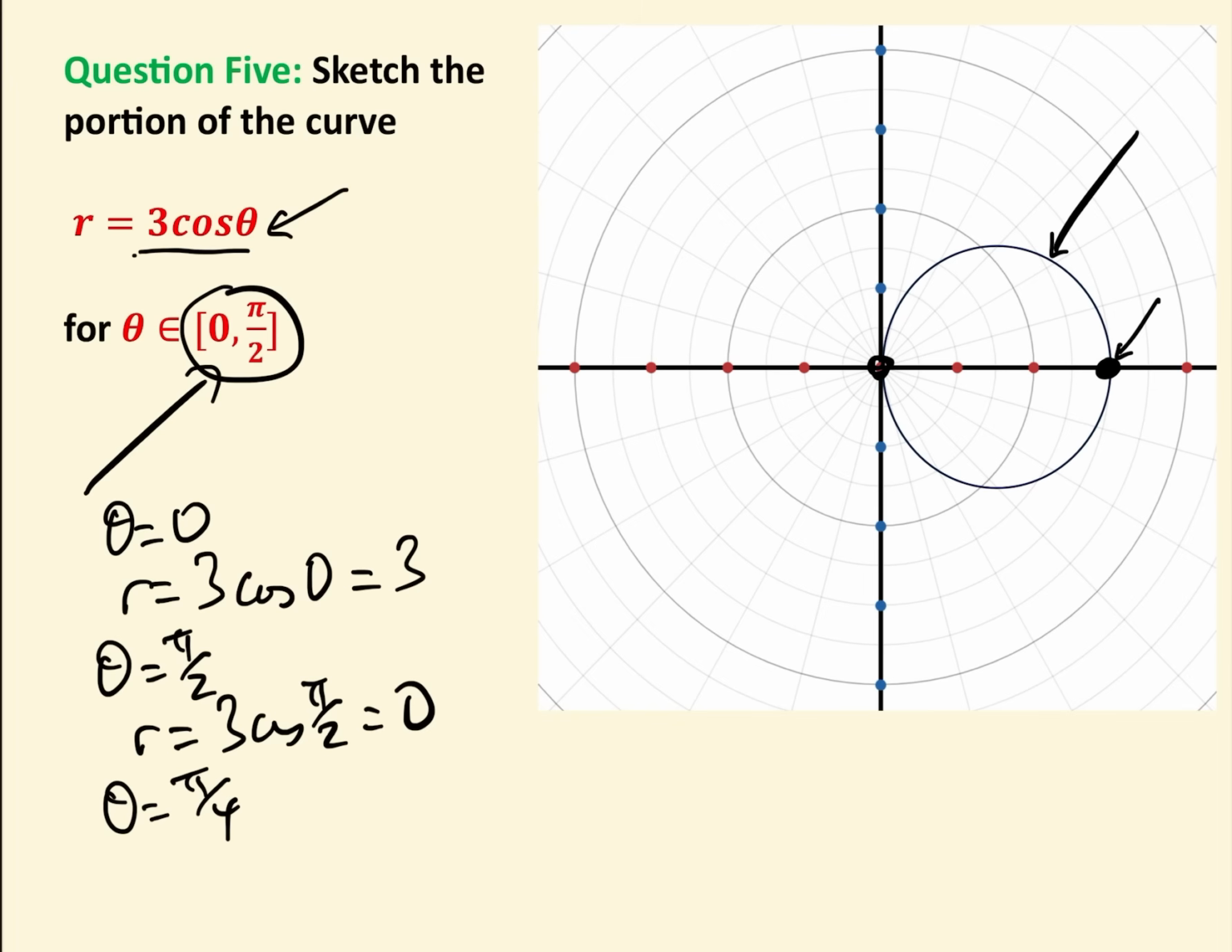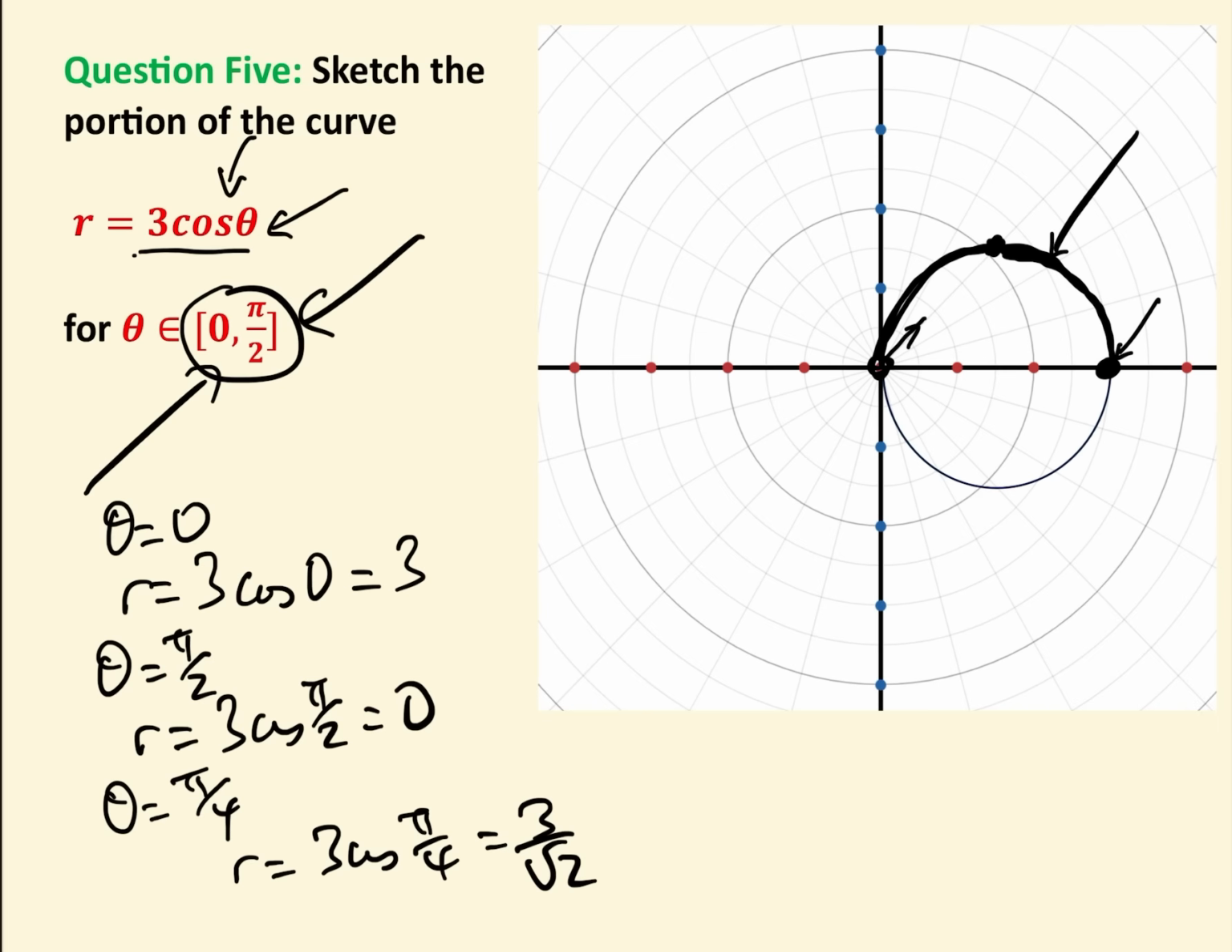When theta equals pi over 4, r is 3 cos pi over 4, which is 3 over root 2, which is greater than 0. Therefore we know that at pi over 4, this one here, r is greater than 0, i.e. we now know that it must be the top half of the circle here, and that is the portion of the curve r equals 3 cos theta for that domain. That is the answer to question number 5.